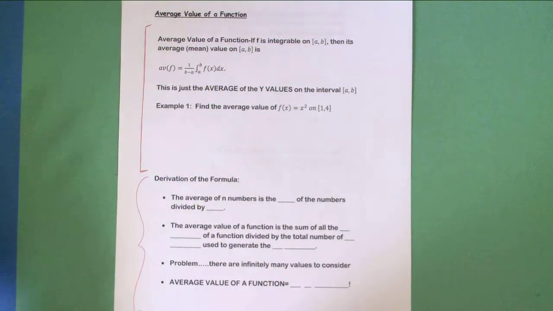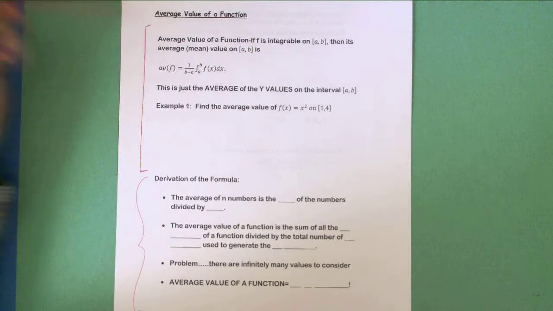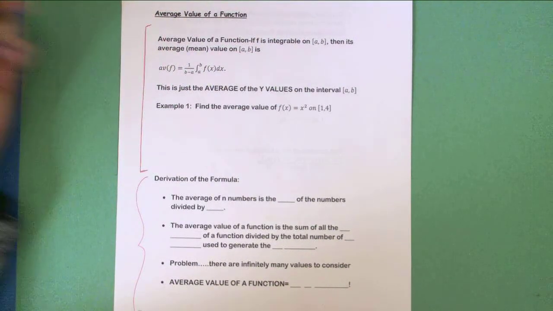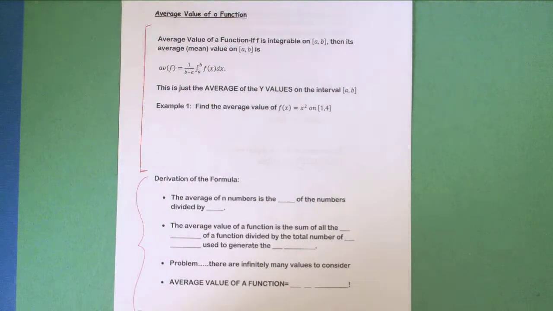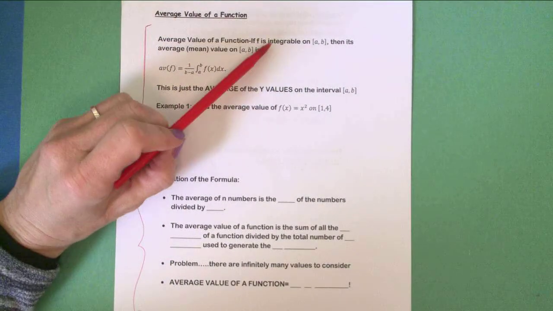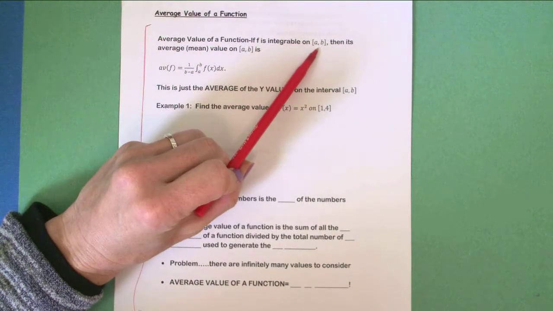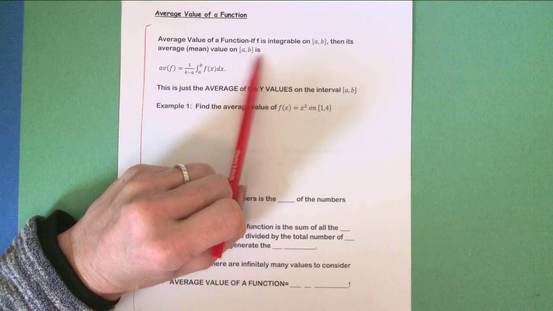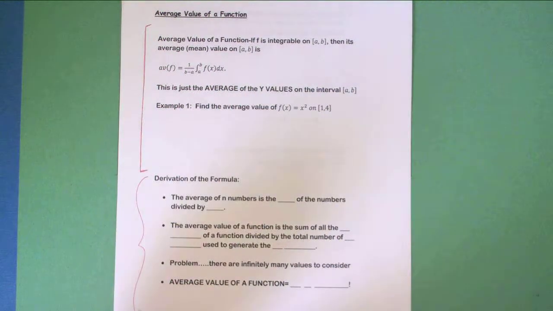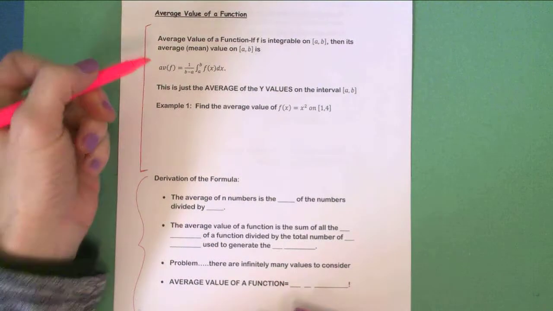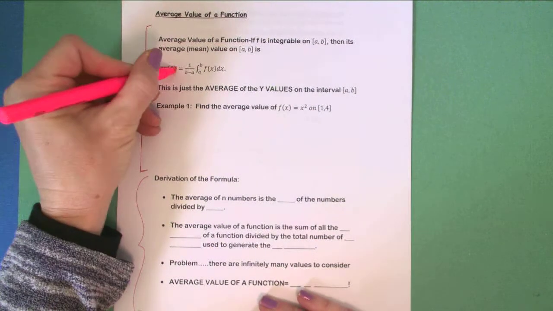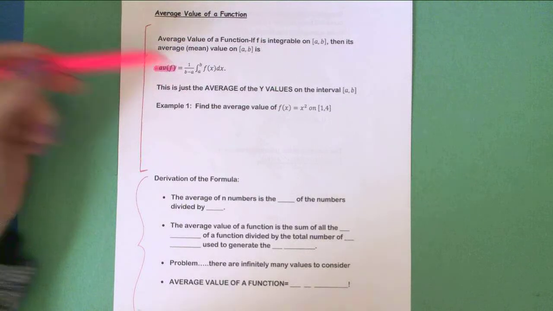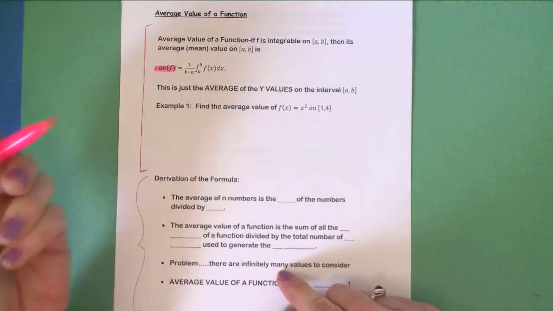So let's just start up here with the definition. It says, the average value of a function. If f is integrable, that just means able to be integrated. You can take the antiderivative of the function. So if f is integrable on the closed interval a to b, then its average or mean value on that closed interval a to b is, and here's the formula. Average value, so anytime you're finding an average value, guys, you want to notate it like this. You don't write the whole word average out, you just write AV. So the average value of the function f equals 1 over b minus a times the definite integral from a to b of f of x dx.